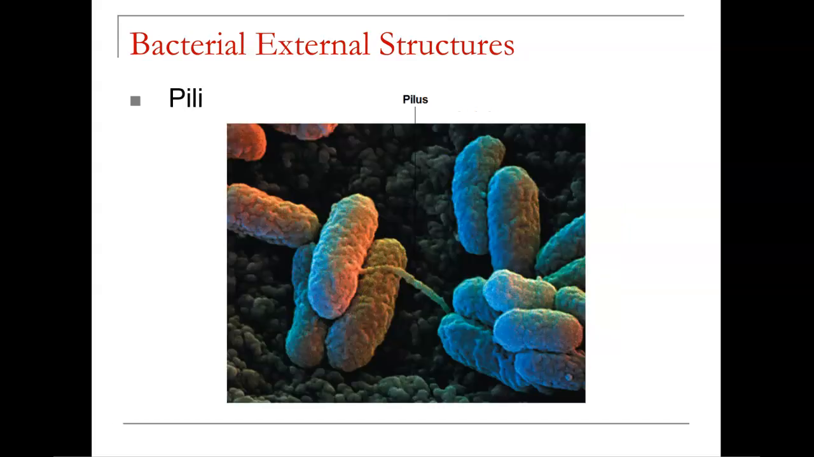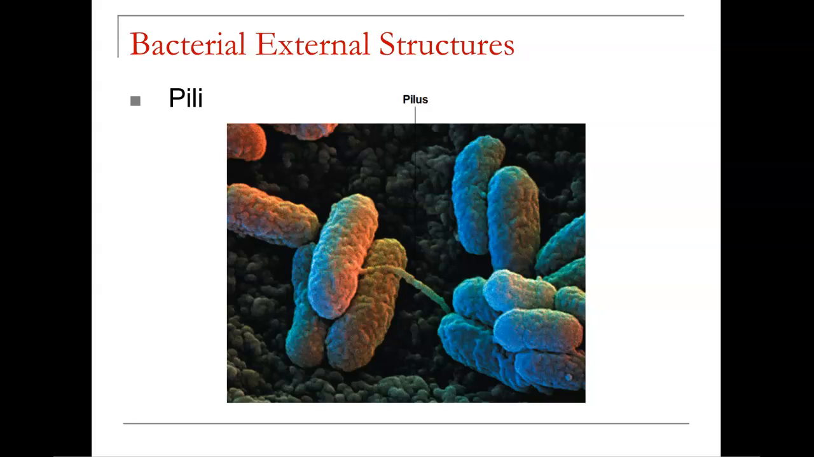Next, we have the pili. These are special types of fimbriae. They're longer and less numerous than fimbriae, but shorter than flagella. Bacteria typically have 1 or 2 per cell. They're straight, thread-like projections made of protein subunits called pilin. The function of these pili is, number 1, attachment. It allows them to attach to other bacteria, to other cells, to other surfaces.